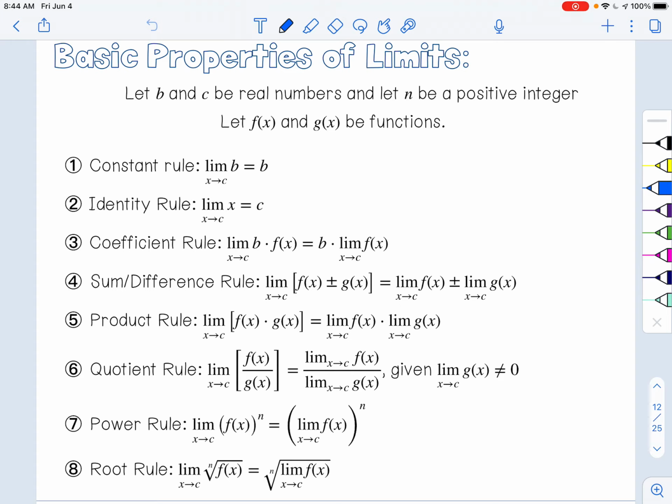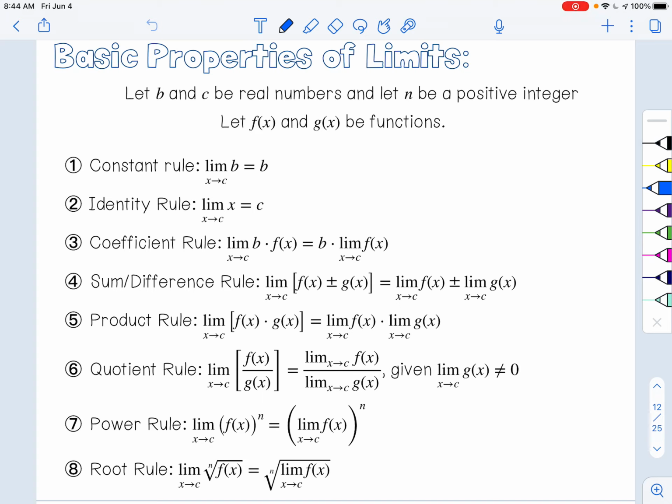If you take the limit as x approaches some number of a constant value, like the limit as x approaches 1 of 2, the limit is just going to equal the value of 2. The identity rule says that as you take the limit of x as x approaches c, you're just substituting in the c value, right? Makes kind of common sense. For coefficients, if you have a number times a function, you can pull that number out front of the limit and then just take the limit of the function and multiply it by the constant.